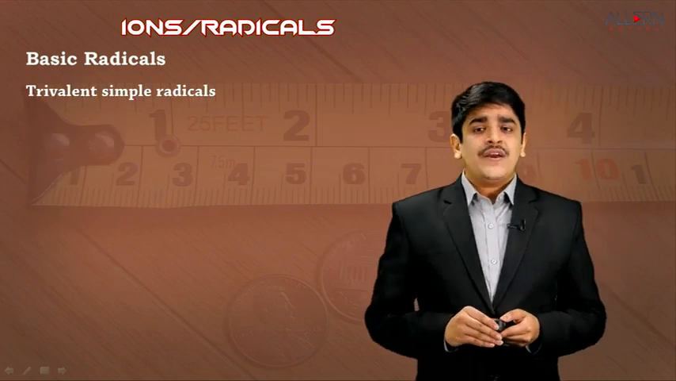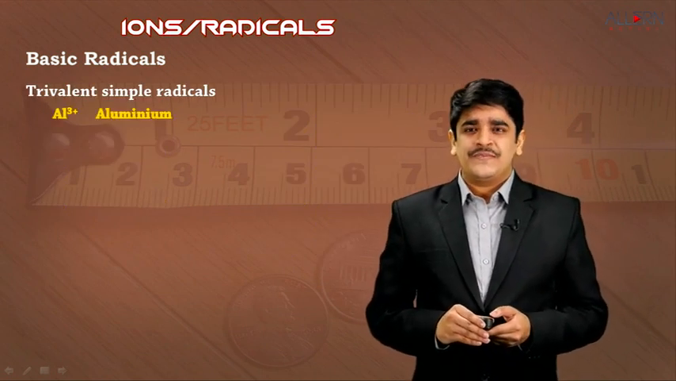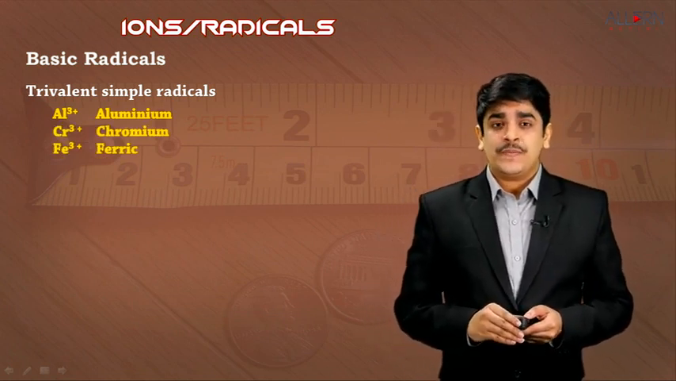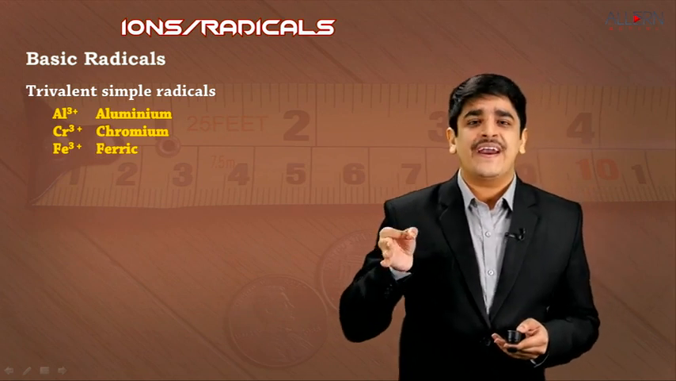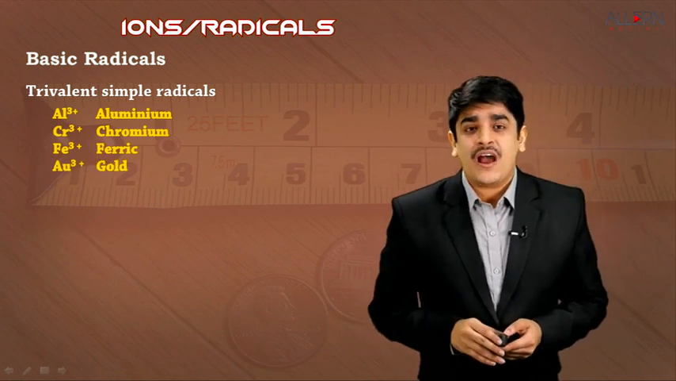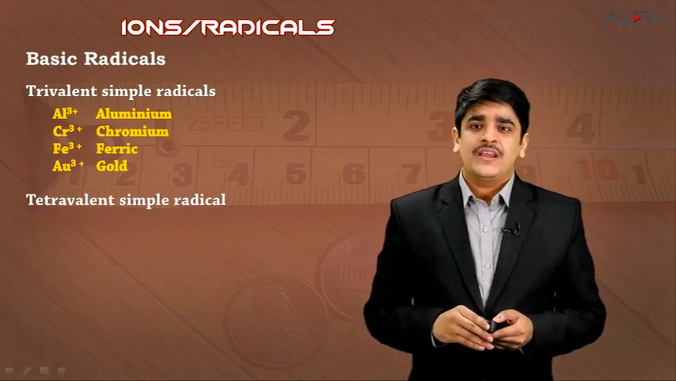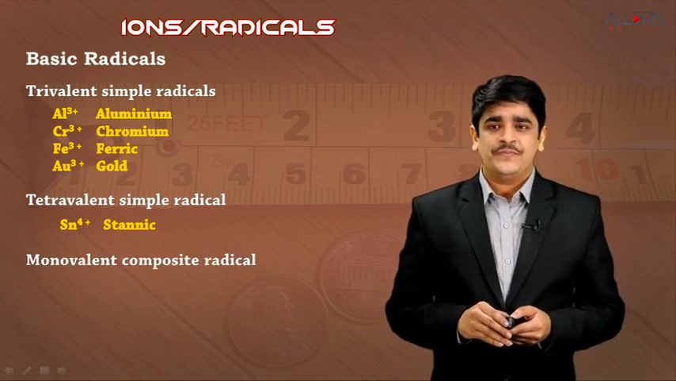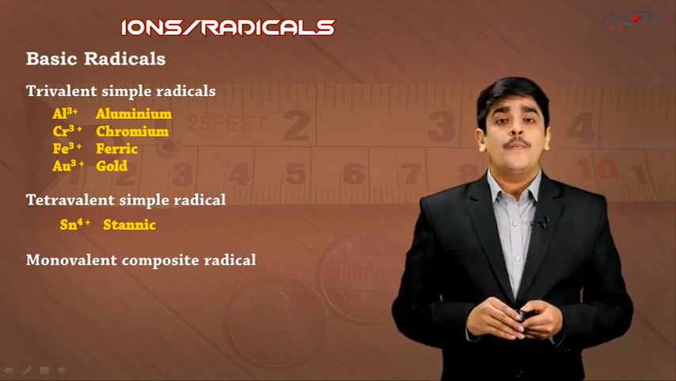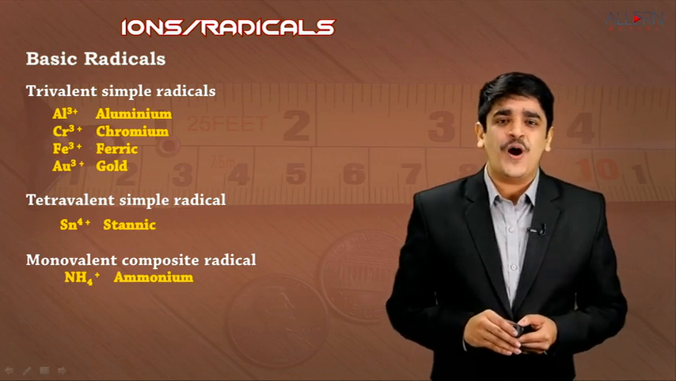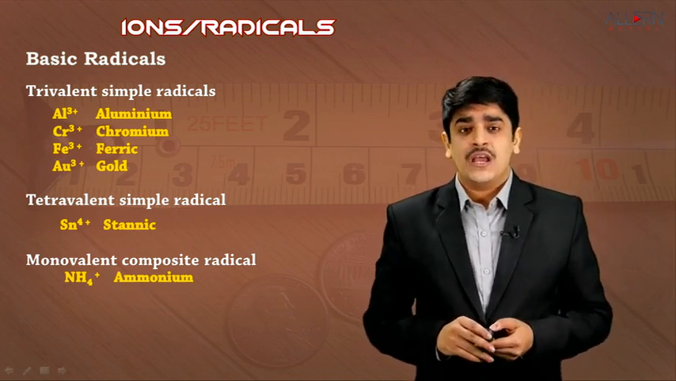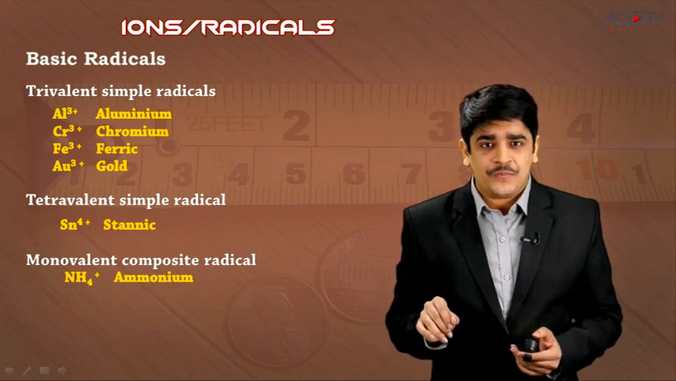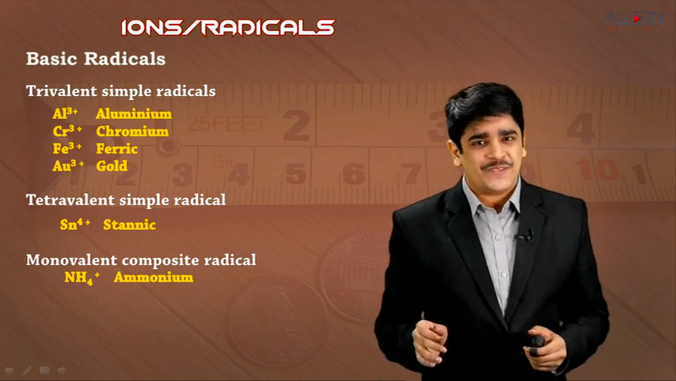Okay. Trivalent simple radicals, we have relatively fewer. Aluminium Al 3+, Cr 3+ for chromium, Fe 3+, higher valency of iron, ferric, Au 3+, higher valency of gold. Tetravalent simple radicals, you have stannic, the higher valency of tin. Now, monovalent composite radicals, we just have a single example for you, ammonium given by the formula NH4 1+. Now, that's the total of the positive valencies, the basic radicals, to be written once every day to get memorized as quickly as possible.